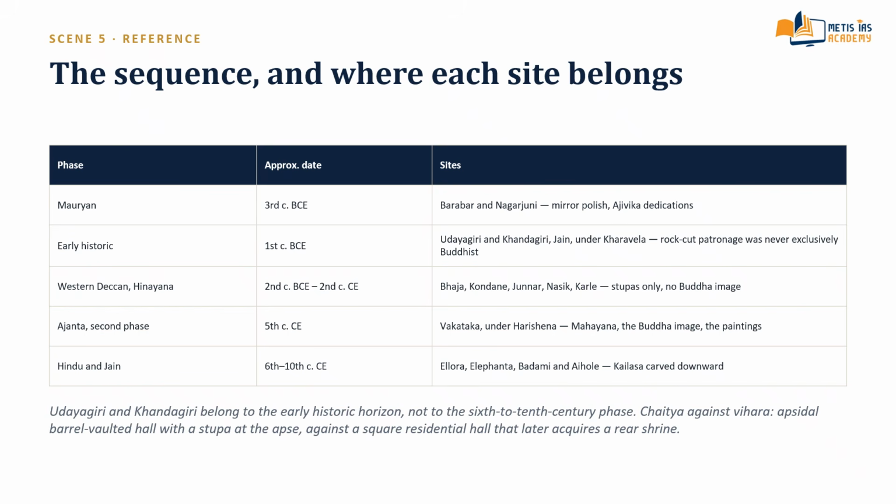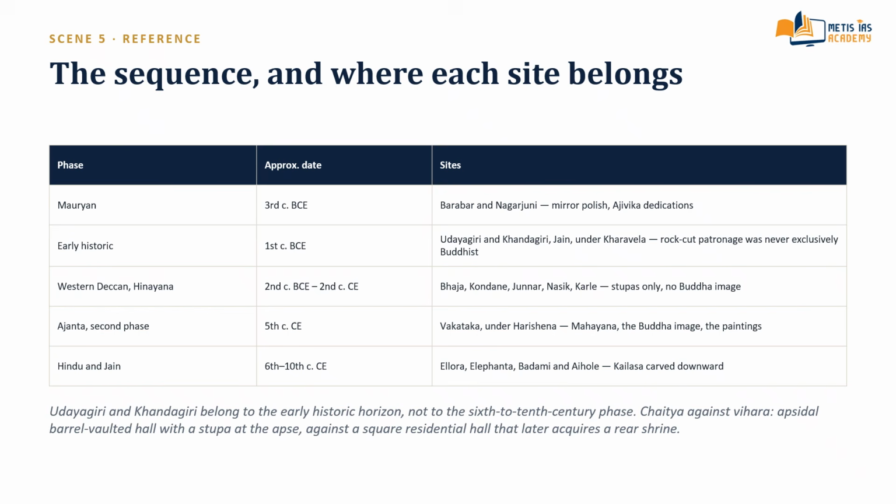Then we are moving to the Vihara. A Vihara is a residence, a square hall with monastic cells opening off three sides. Later Viharas add a shrine on the rear wall, and that addition is how the Vihara eventually becomes a temple. So now the sequence here is four stages.